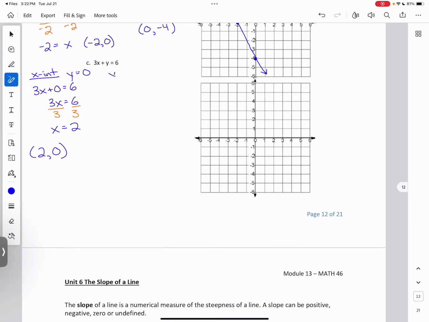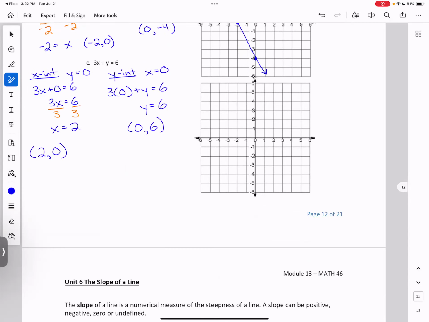Now let's do our y-intercept. So set x equal to 0, give 3 times 0, plus y equals 6. So 0 plus y is just y, so y equals 6. And so I have a point at 0, 6.